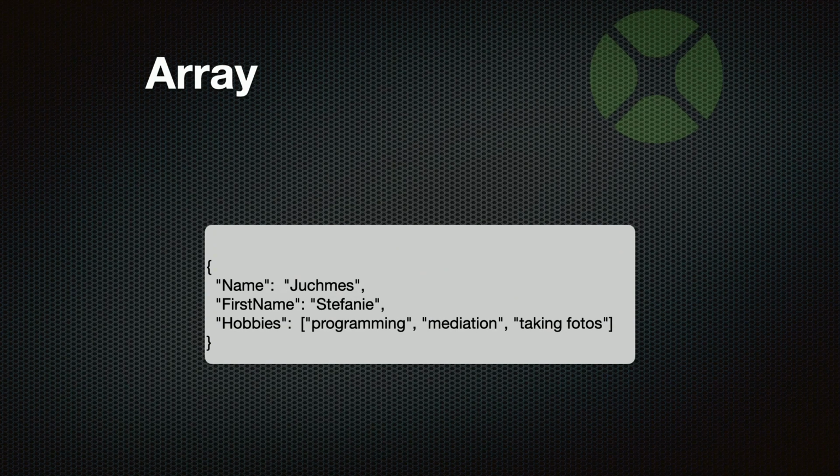Here we see that we add to our person the hobbies in an array. So we have here programming, meditation, and taking photos. And we have mentioned earlier that we can also set other objects as values. Because of that, imagine that I have a dog. And that dog has its own properties, like name, age, and if it likes treats. What could that look like?